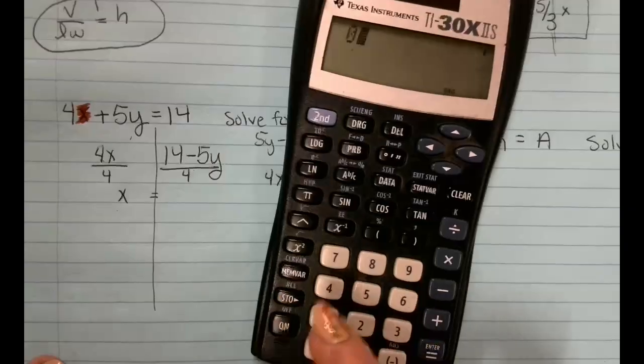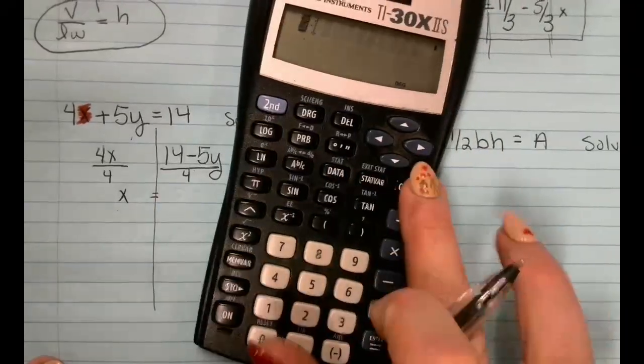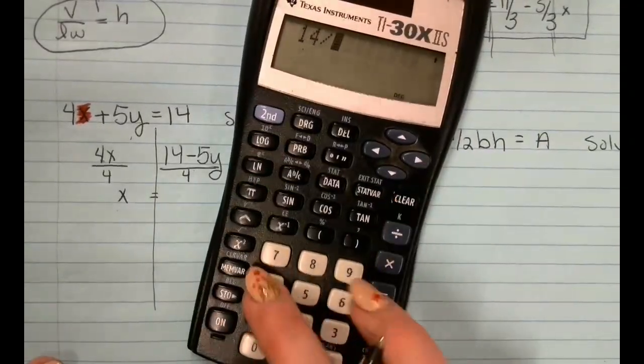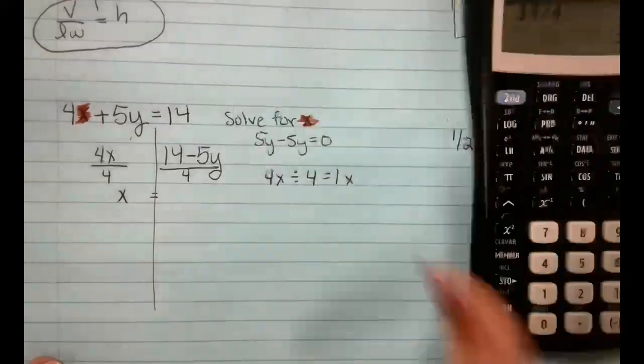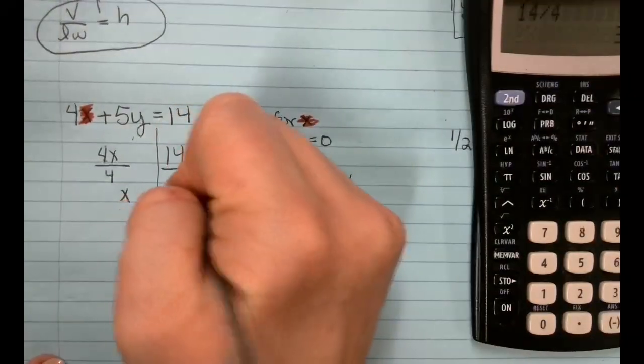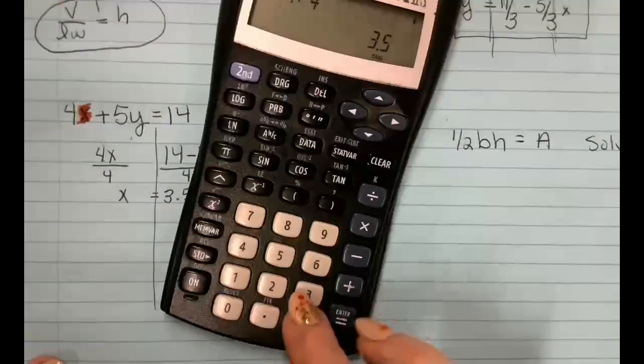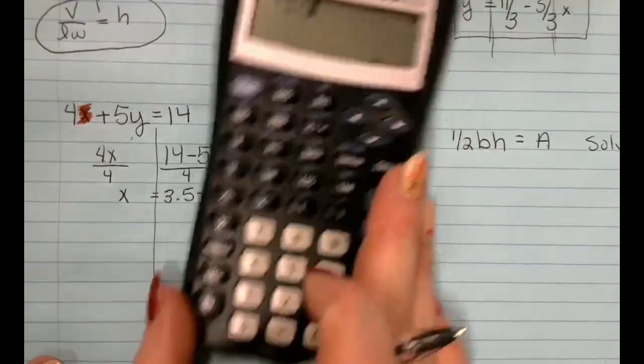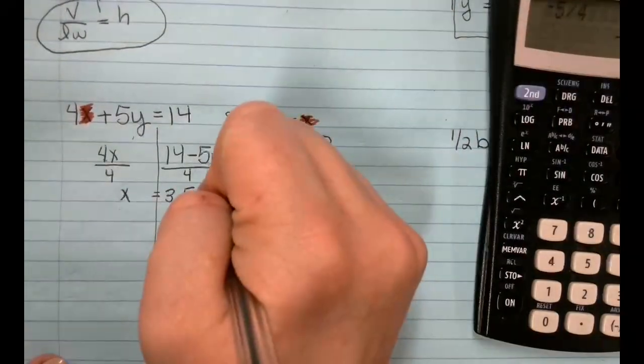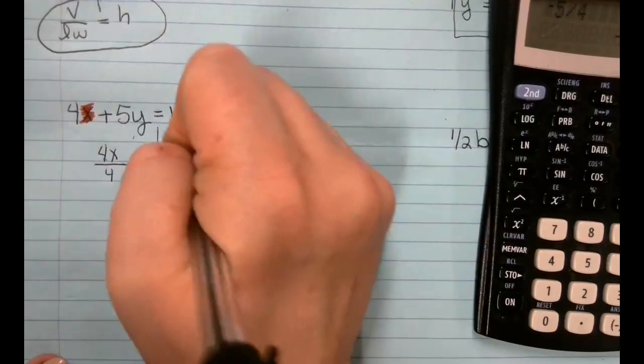So 14, notice how I'm using my calculator and not keeping it in my head. 14 divided by 4 is 3.5, so you can leave it as a decimal if you want. And then I'm going to do negative 5 divided by 4 is negative 1.25. So notice that I kept that negative in there.